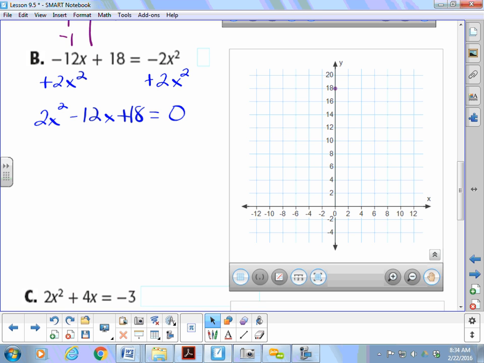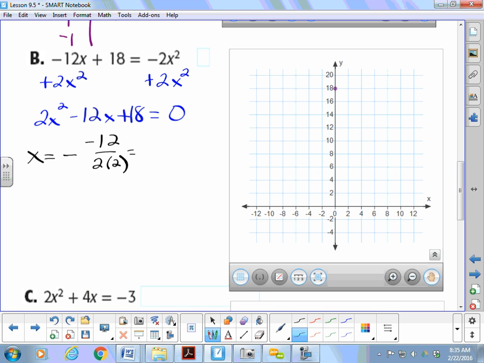So our vertex. We need to find the axis of symmetry: negative negative 12 over 2 times 2. How many negative signs do we have? Two of them, which means we're going to end up with a positive. Thank you, Courtney. So we get 12 over 4, which is 3. So our axis of symmetry is x equals 3. Put in 3 for x.